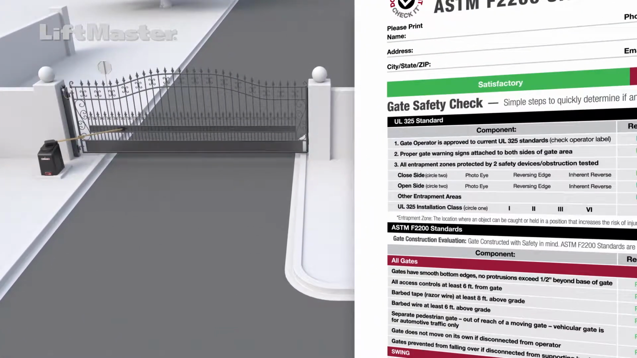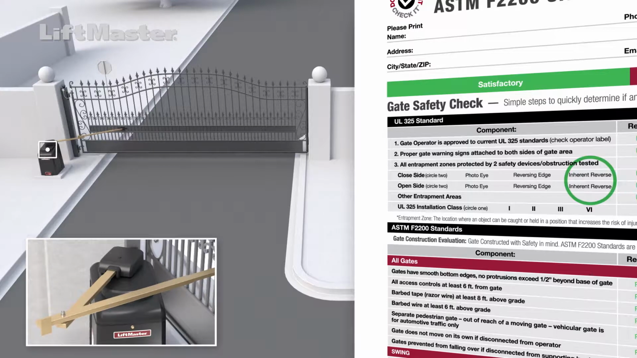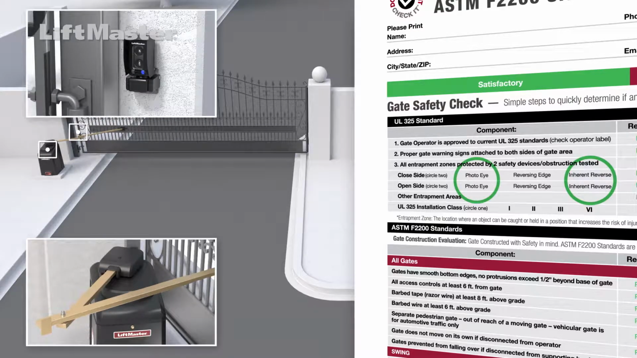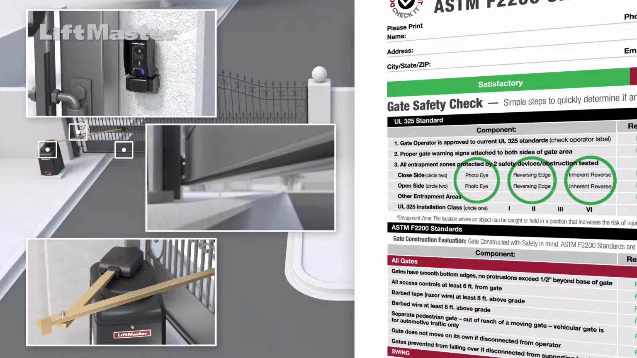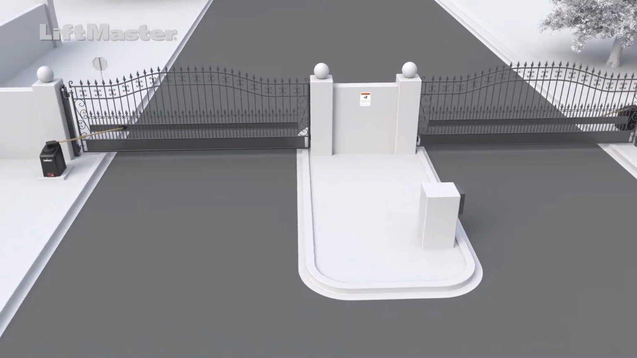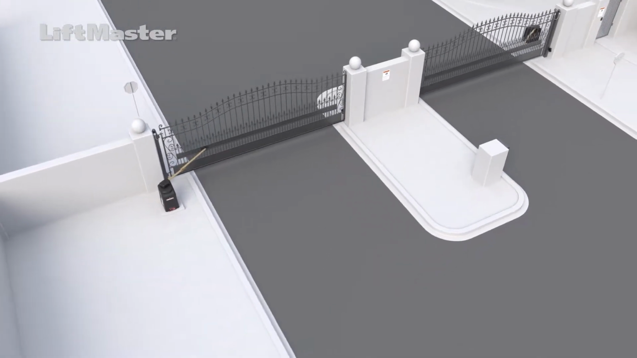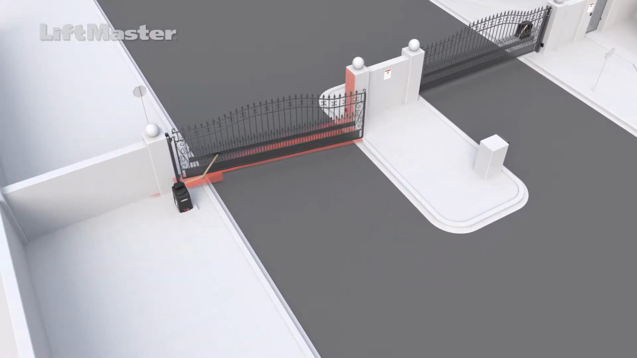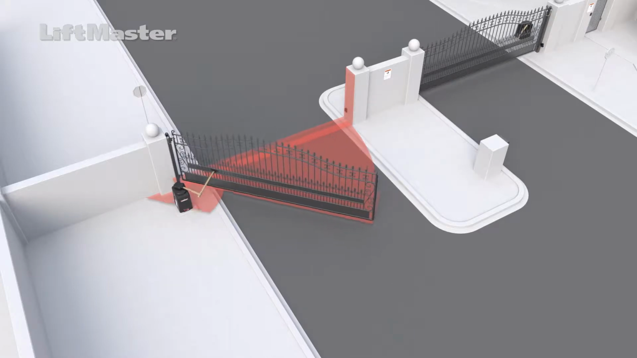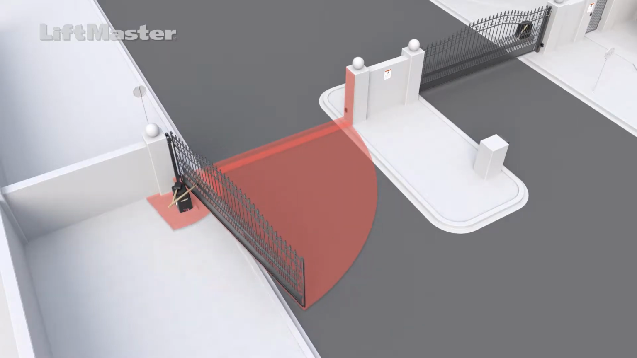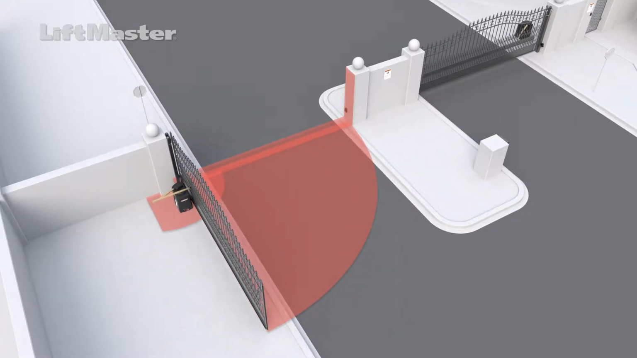Acceptable safety devices include inherent obstruction sensing, monitored photoelectric sensors, and monitored edge reversing sensors. LiftMaster monitored external entrapment protection devices must be used. Refer to the manual for a list of entrapment protection accessories. For a swing gate operator to function, the operator requires a minimum of 1 external monitored entrapment protection device to be installed in either direction where an entrapment zone exists.